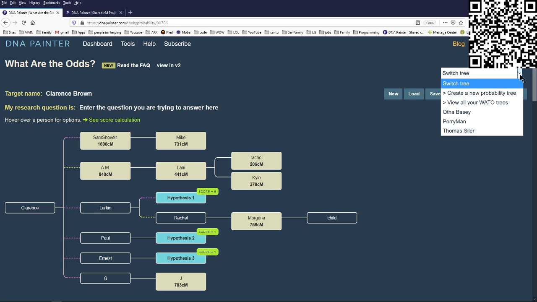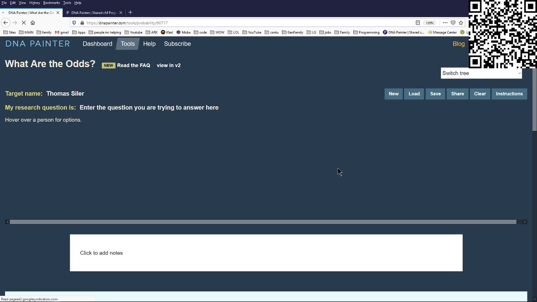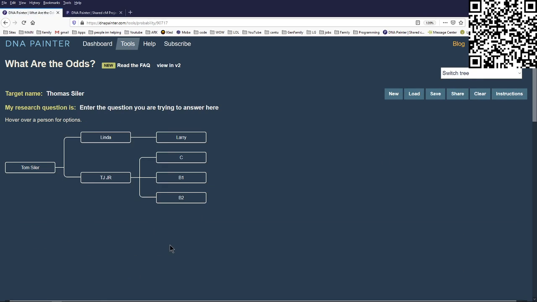Now, let's take a look over here at my mother's. My mother had a tree, and this was her tree.